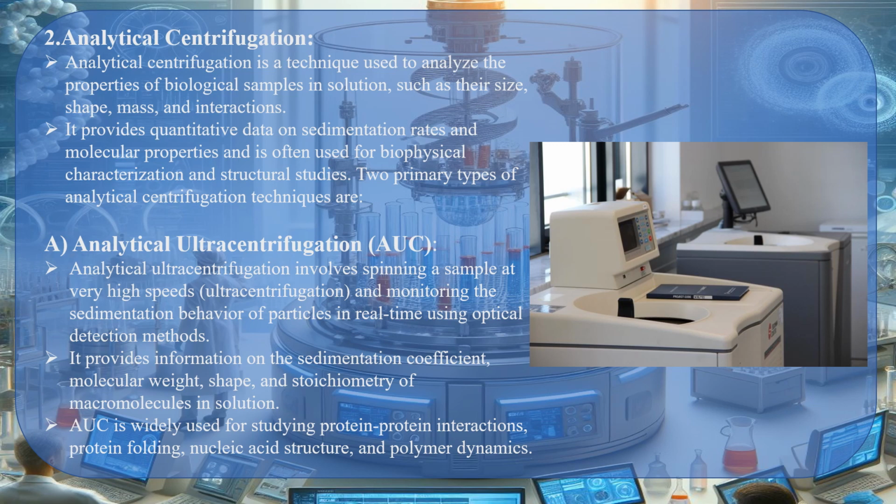It is a technique used to analyze the properties of biological samples in a solution, such as their size, shape, and mass and interaction. It provides quantitative data on sedimentation rates and molecular properties and is often used for biophysical characterization and structural studies. Two main types of analytical centrifugation techniques are there. First is analytical ultracentrifugation and next is sedimentation velocity.